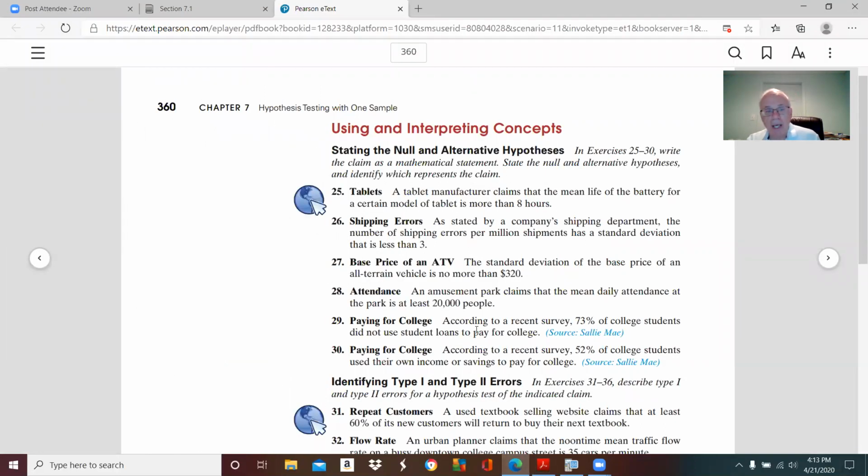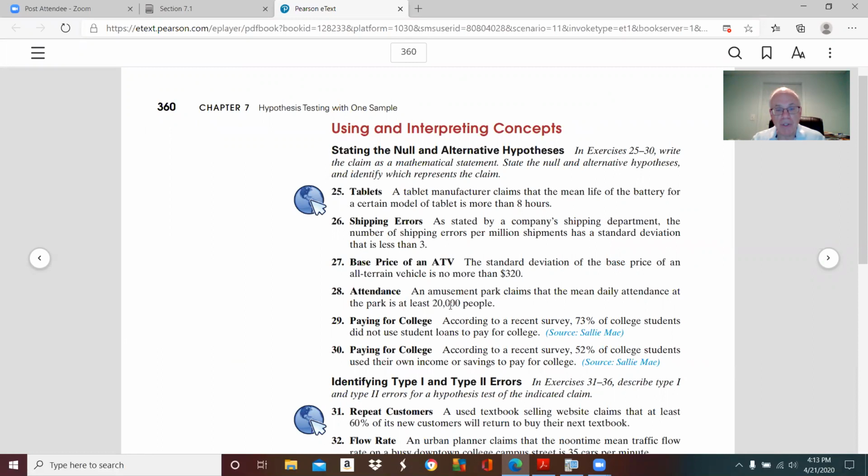Let's look at number 28. An amusement park claims that the mean daily attendance at the park is at least 20,000. At least is greater than or equal to. Well, that has equal to in it, which means the null hypothesis. So greater than or equal to 20,000.